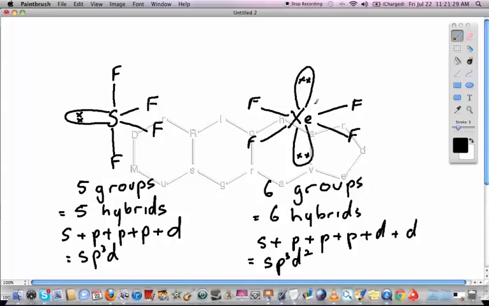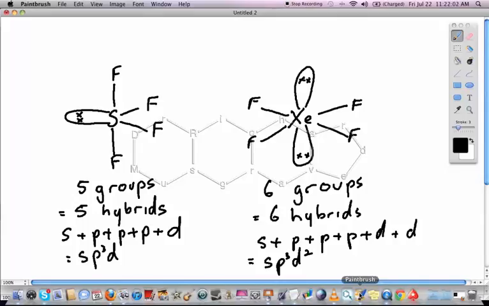With this one here, we've got XeF4. We have 6 total groups. That includes 2 lone pairs of electrons and 4 atoms. 6 groups means we need 6 hybrids. 6 hybrids would come from 6 orbitals: 1 s, p, p, p, d, and d. So we need 2 d orbitals here to make up the rest of the hybrids. So we've got sp3d2, and that would be for an atom that had 6 things around it.